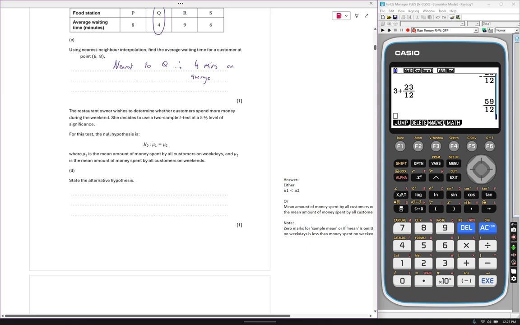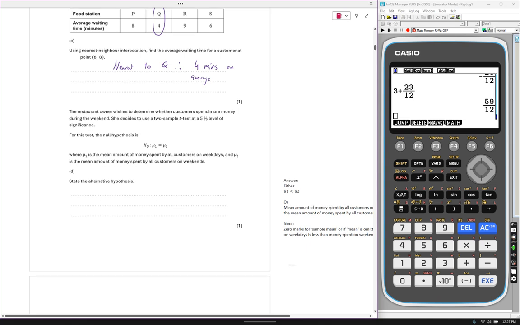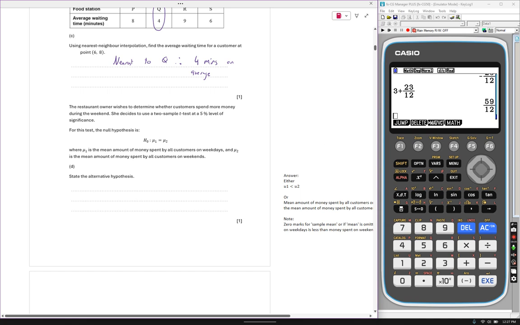Next, the restaurant owner wishes to determine whether customers spend more money during the weekend. She decides to use a two sample t-test at a 5% level of significance. For this test, the null hypothesis, H0, is U1 equals U2, where U1 is the mean amount of money spent by all customers on weekdays, and U2 is the mean amount of money spent by all customers on weekends. State the alternative hypothesis.